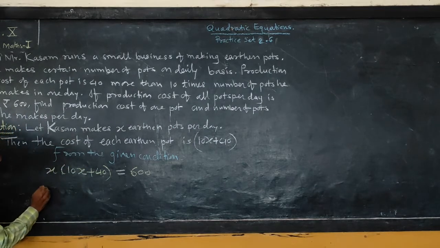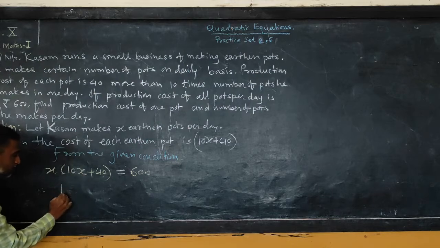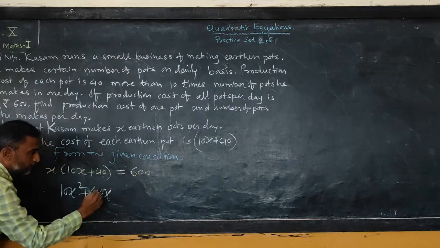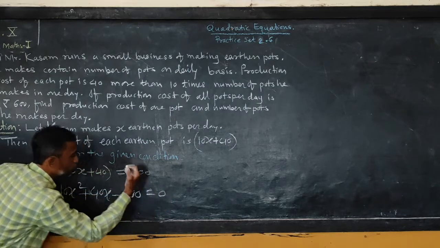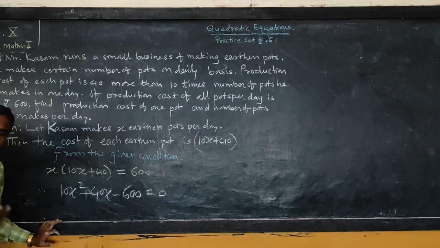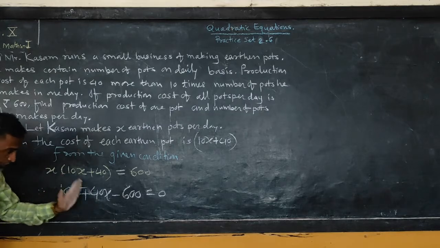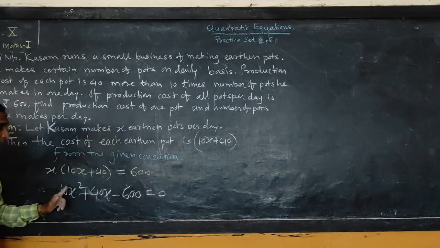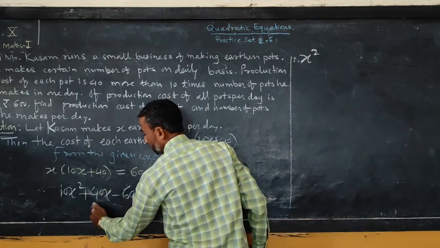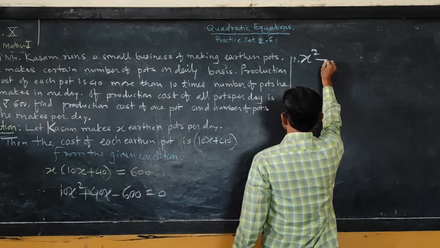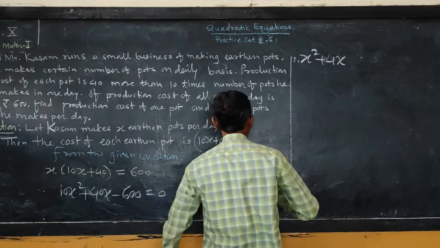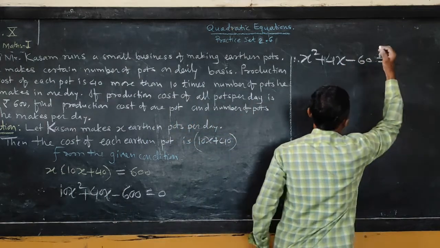Simplify it. First open the bracket, x into 10x is 10x square, x into 40 plus 40x, take it to left hand side, minus 600 is equal to 0. Now if you observe, you can easily divide each term of the equation by 10. If you divide each term of the equation by 10, you will get x square. Therefore, 40x divided by 10, you will get 4x. Again divide minus 600 by 10, you will get minus 60 is equal to 0.